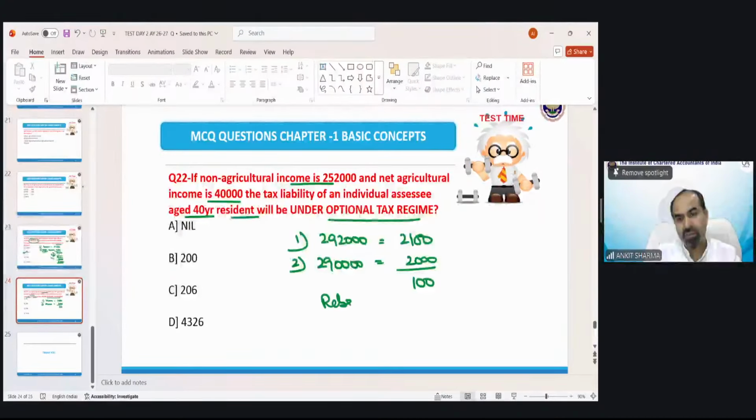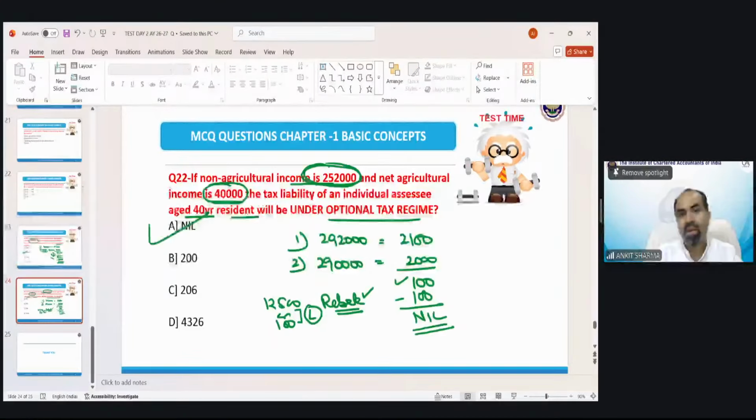Now rebate you will see depends upon your non-agricultural income. Sorry, non-agriculture income is 2,52,000 and rebate is applicable up to 5 lakh. So because now rebate is applicable and the rebate says 12,500 or the amount of tax, whichever is lower. So the tax is only 100, so rebate would be 100. So in that case, the tax liability would be nil and A is the correct option. You get it? How we find out the tax calculation in this?